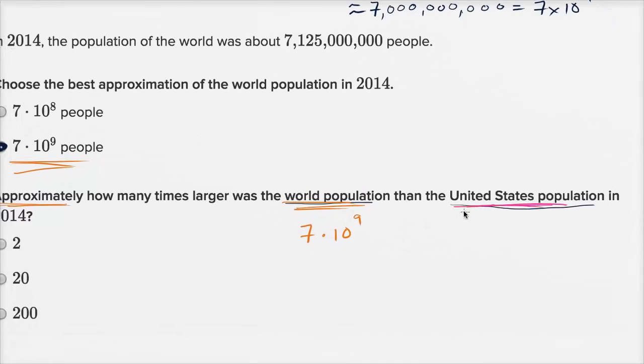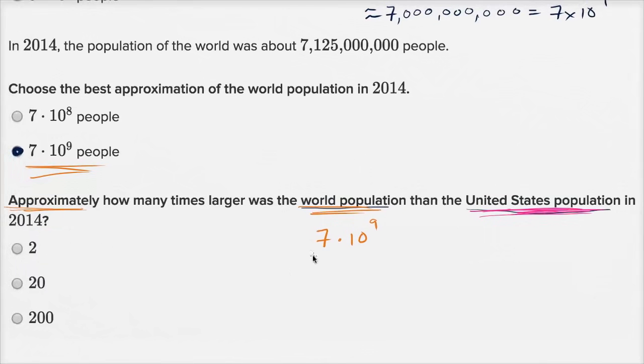So we could divide our approximation of the world population by our approximation of the United States population, 3 times 10 to the 8th power. Well, what's that going to be? This is going to be exactly 7/3 times 10 to the 9th divided by 10 to the 8th power. Well, that's just going to be 10. 10 to the 9th is 10 to the 8th times 10. And if we divide that by 10 to the 8th, we're just left with 10.